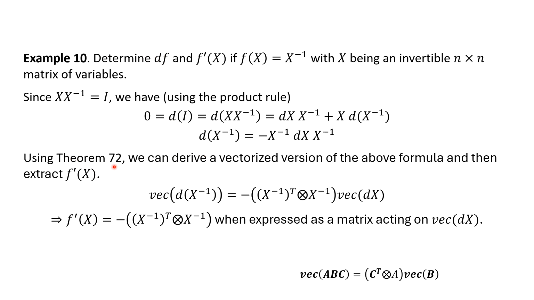We need to use Theorem 72 again in order to isolate this dx and get it to the right, and then read off our derivative. So I copied that down here for us. We have these three identified with A, B, and C, and then it would just be, bringing the minus over, x inverse transpose Kronecker product with x inverse times the vec of dx. And then that means that the derivative of f is minus x inverse transpose Kronecker product with x inverse when expressed as a matrix acting on vec dx.